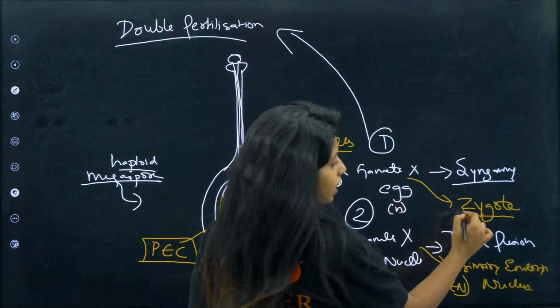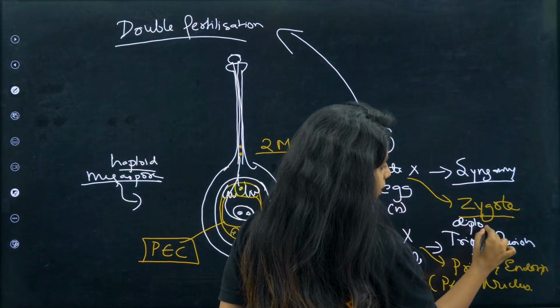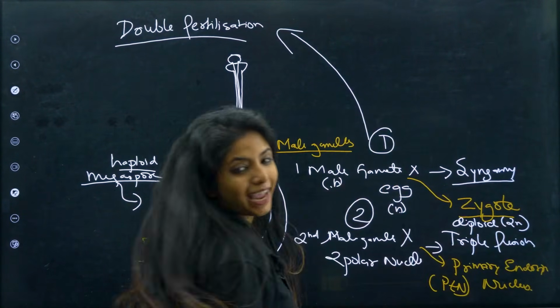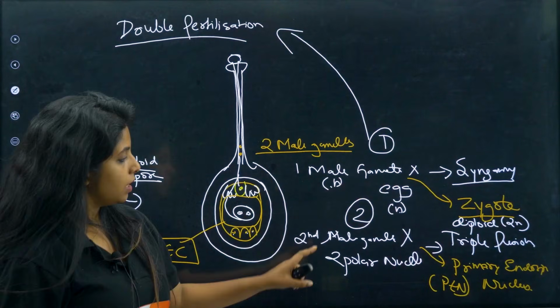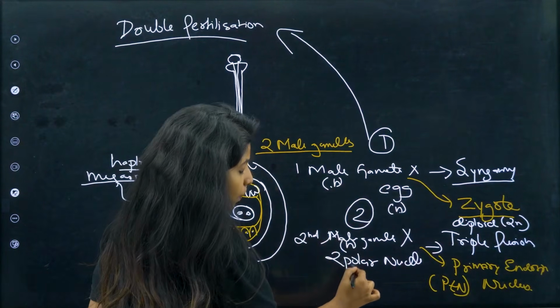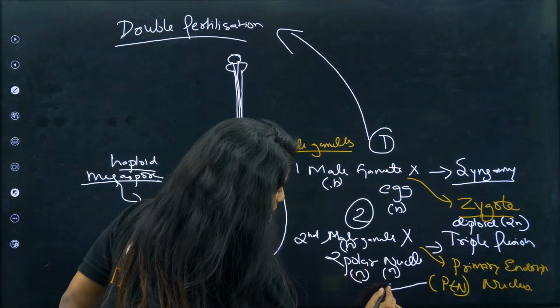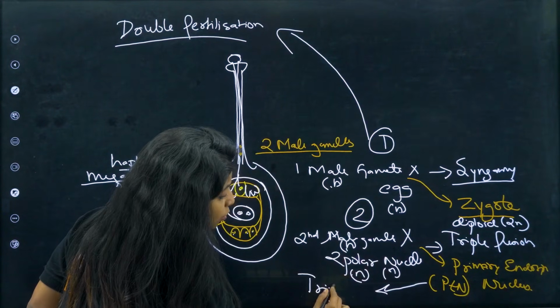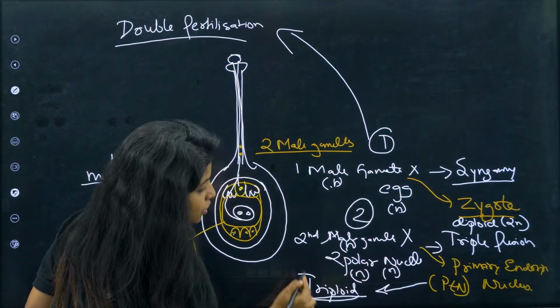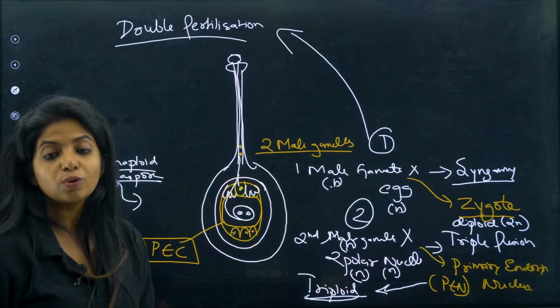N and N come together, it becomes diploid, that is 2N amount of chromosome is there. Here, the male gamete has N, and the two polar nuclei, each of them has N. So 1, 2, 3. This will be triploid endosperm, my dear children. Please remember, it will be triploid endosperm.